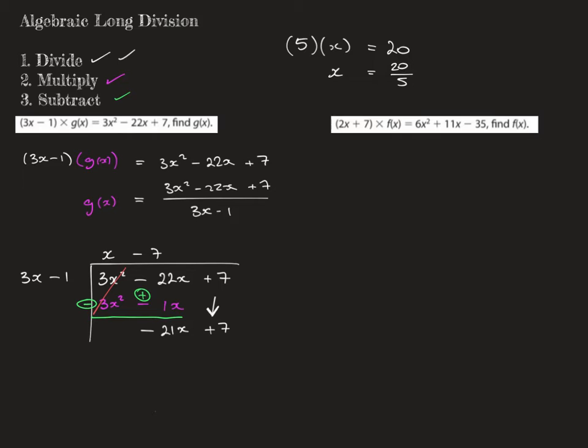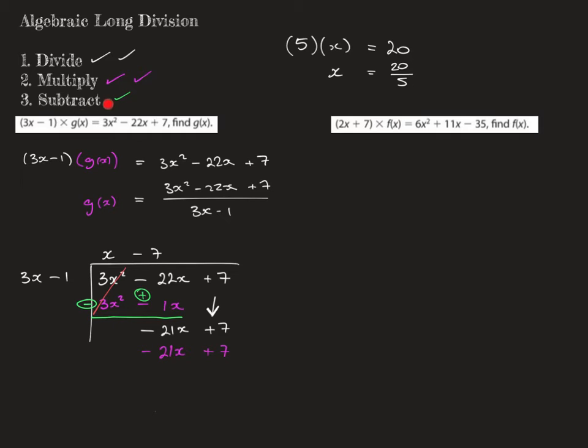Okay, so that's our division done. So now we're going to look at our multiplication. Okay, so 3x multiplied by minus 7 gives us minus 21x. And now we're going to look at the second term, which is minus 1 times minus 7. So a minus by a minus will give us a plus. And 1 times 7 gives us 7.